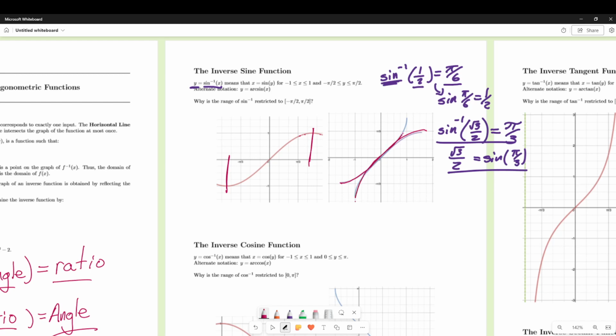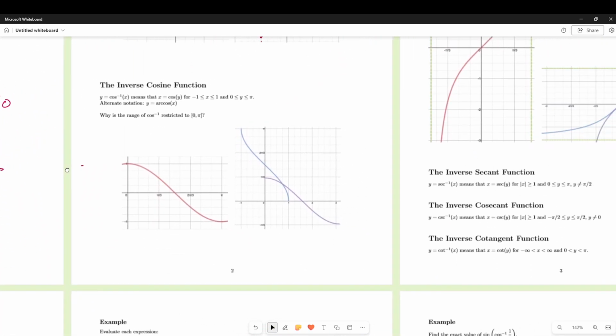Its inverse image still passes the vertical line test. If we'd have allowed this to go back down, then this would have to curve back down and we wouldn't pass the vertical line test anymore. So it's a very technical restriction, but it is an important one. As I said, we have to do that for all of the trig functions.